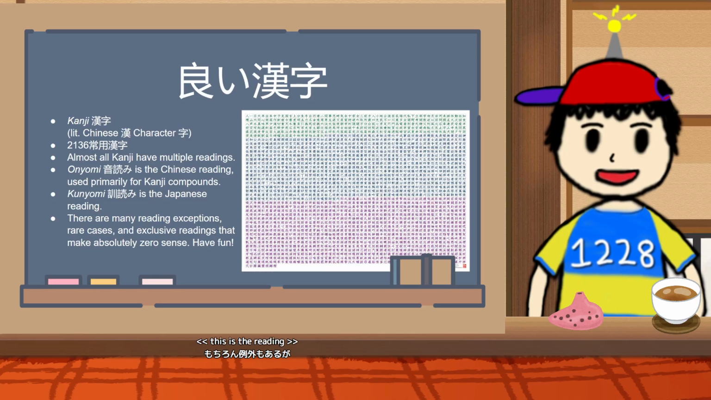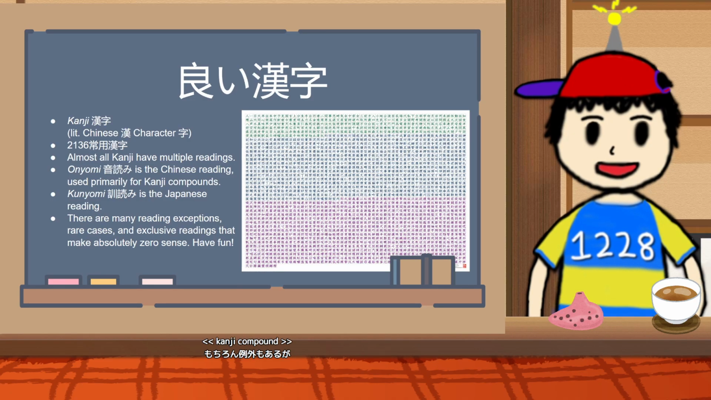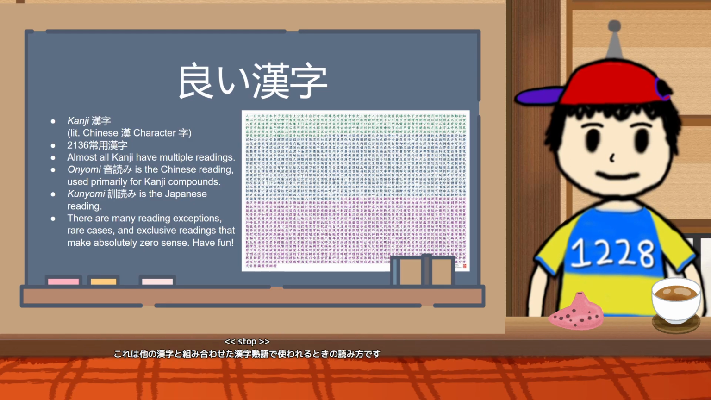This is the reading when it's used in a kanji compound with other kanji. The kunyomi is the Japanese reading. This is when it's used by itself or as its own conjugated verb. There are a couple exceptions.